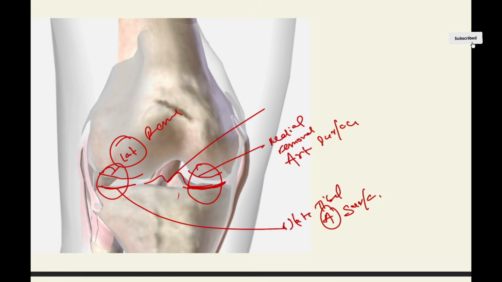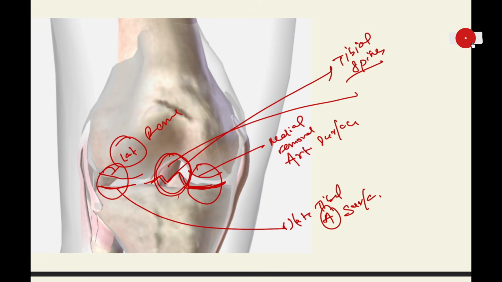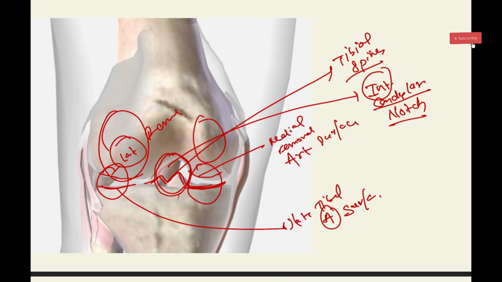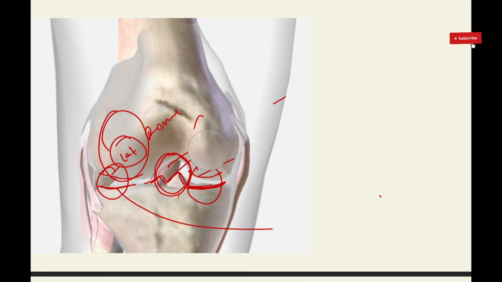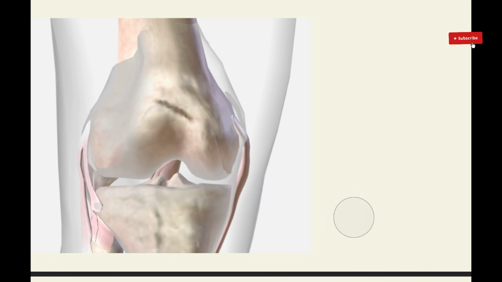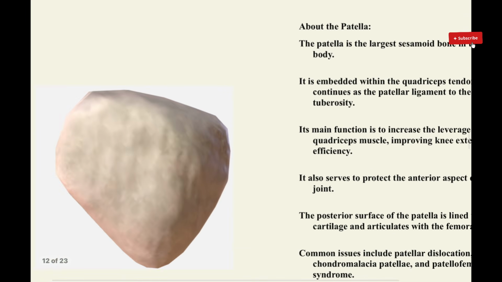Now one thing, if you have noticed, in the tibial aspect we have two mountains over here. This is known as your tibial spikes. This is your tibial spikes, like this one, and the space above the tibial spike is known as your intercondylar notch. Inter means in between the condyles. So these are the condyles, and in between the condyles we have the intercondylar notch.